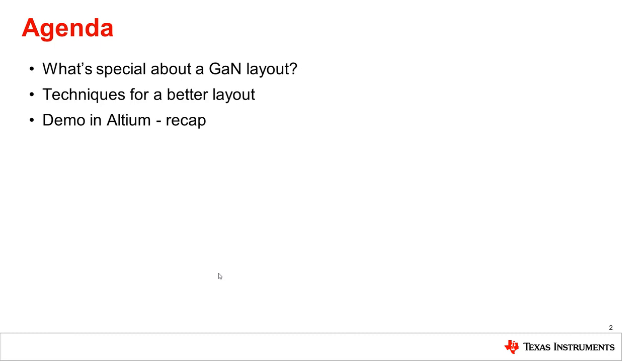Here's the agenda for what will be covered in this presentation. First, we will discuss quickly what's special about the GaN layout. The second part is the main portion of this presentation, and we will look deeper into techniques for a better layout. These techniques will be divided into steps, and recommendations will be made throughout this section. The final section will be a demo in Altium. In the demo section, I will go over a layout with commonly made mistakes and also an example of our data card with the properly followed design guidelines.